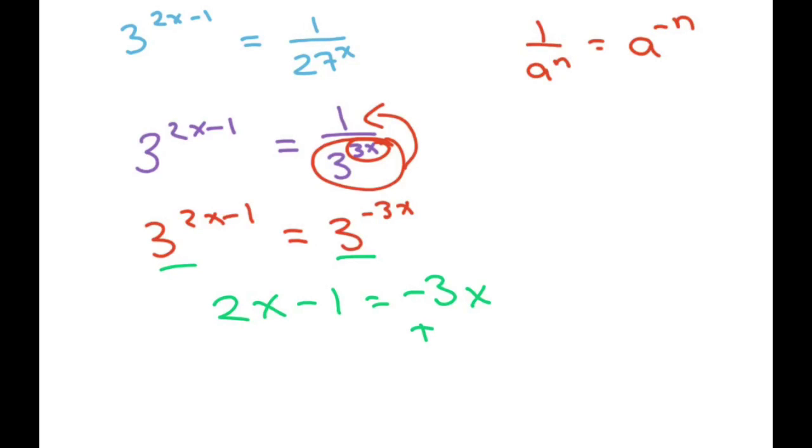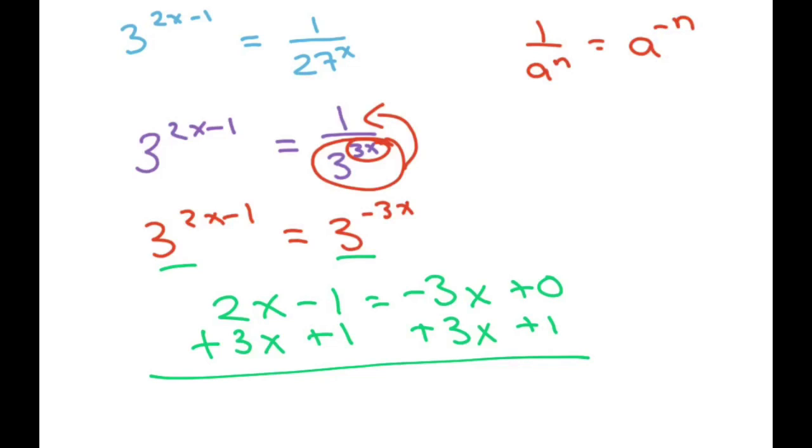I'm going to add 3x to both sides. I'm going to add 1 to both sides. You put 0 there again if you want. So these two will cancel, those two will cancel. So you get 5x equals 1. So x, when you divide both sides by 5, you get x equals 1 over 5.